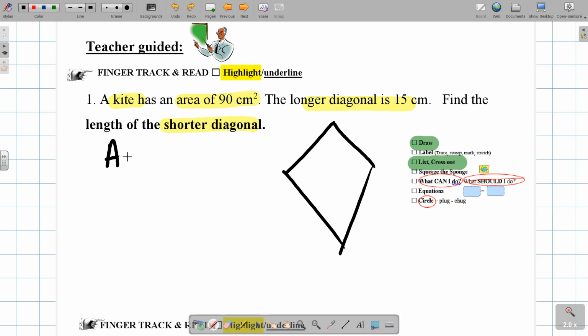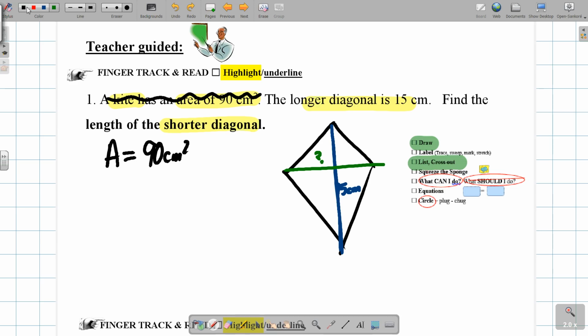Area of the kite is 90 centimeters squared. I like to cross stuff out. Longer diagonal, 15 centimeters. Shorter diagonal, unknown. Now we circle, plug, chug. Area equals first diagonal times the second diagonal over 2. Always write your equations two sides with an equal sign.